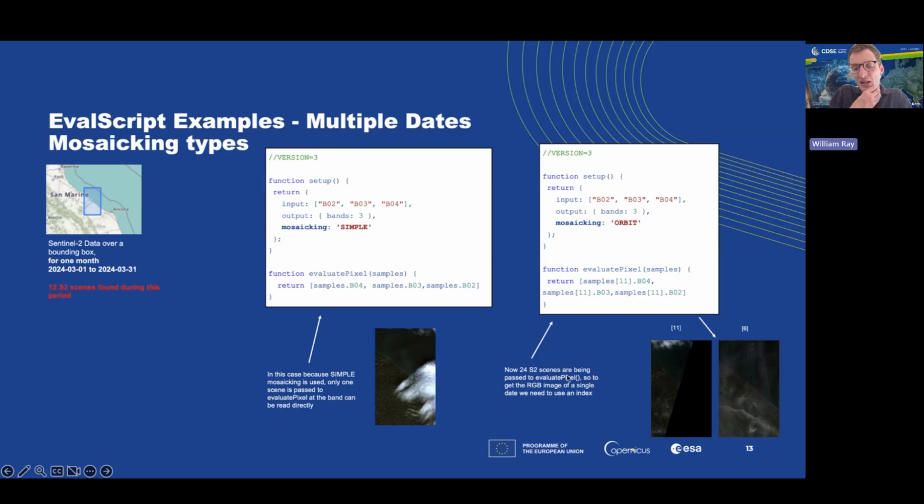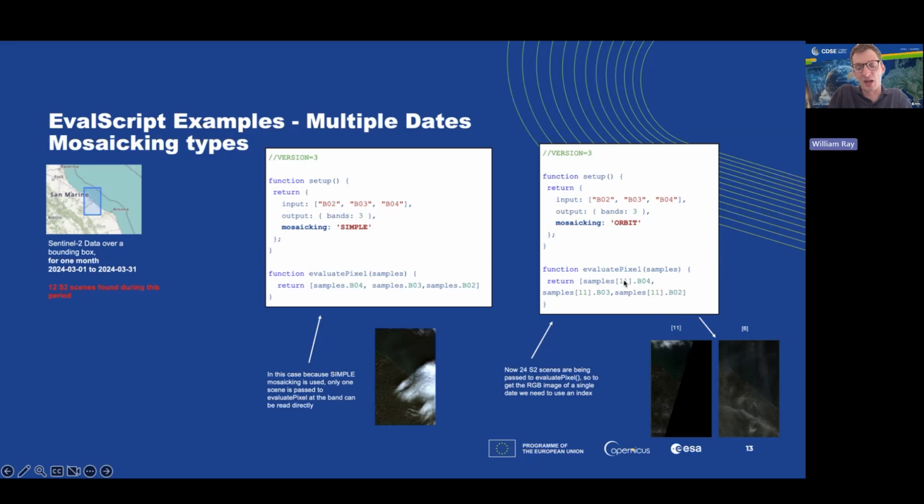So how do we get an RGB image for a single date? Well, we can use an index. In our returns here, we have samples. We are using the 12th sample here, so we start at 0, remember, and return the band after that. So this is returning the most recent of those acquisitions, but you could change this. It's up to you.